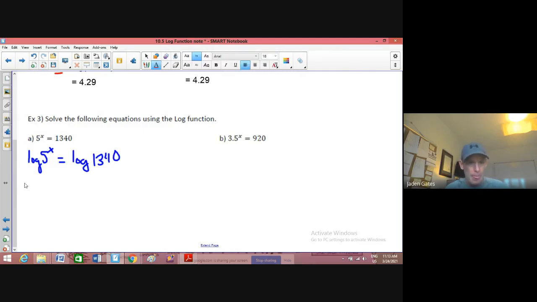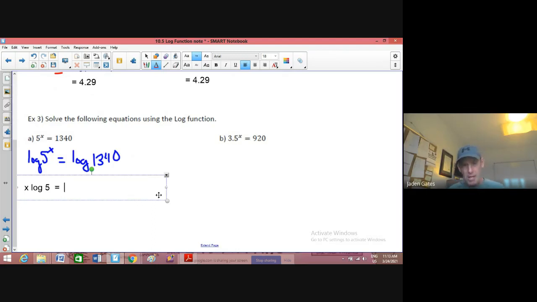Now, I'm going to use this log rule. And here's why I'm using the log rule: I'm going to bring the x down in front. Then I've got a log of 5. The log of 5 is kind of like the sine of 30 degrees, right? That's not multiplying or anything. That 5 is stuck inside that function. All right, now I can actually take the log of 1340.